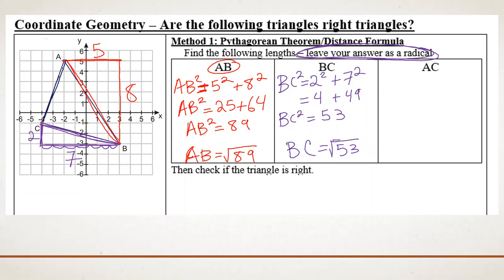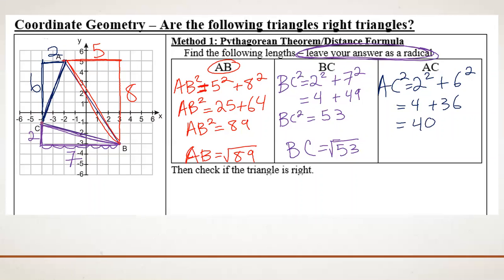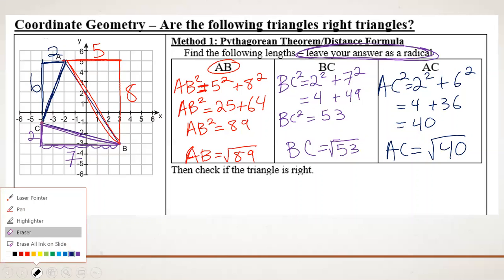AC is this side length, so let's make that into a rectangle. So here we have 2, and here we have 6. So AC squared equals 2 squared plus 6 squared, which is 4 plus 36. So AC equals the square root of 40 if we take the square root of both sides. So those are our 3 side lengths.